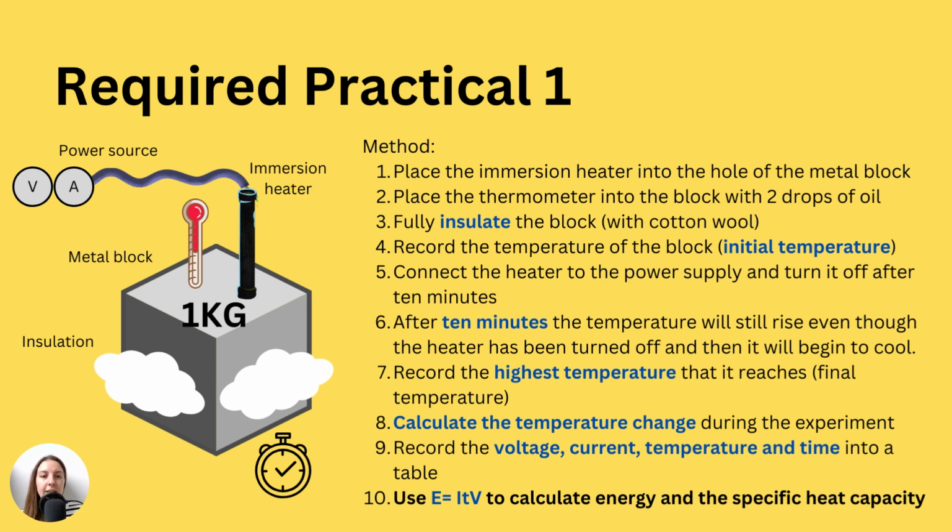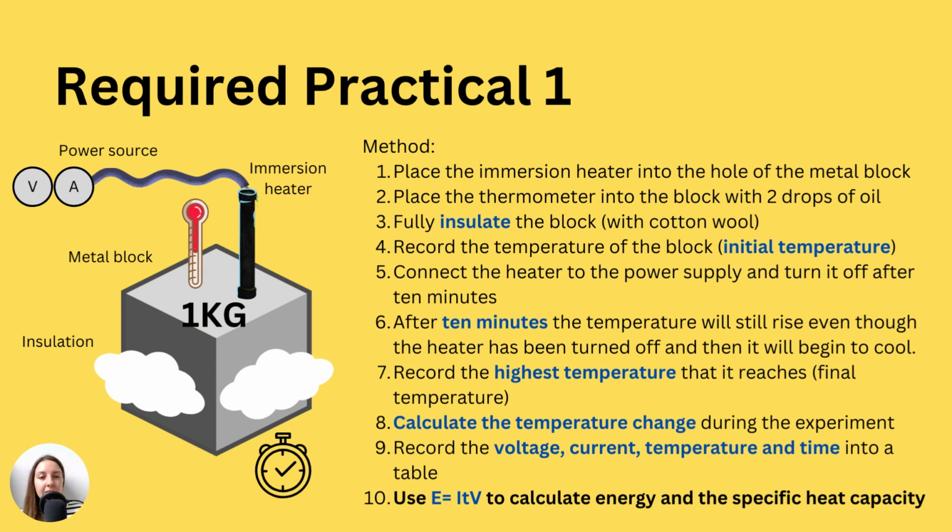Number one, we need to place the immersion heater into the hole of the metal block. Number two, we place the thermometer into the block using 2 drops of oil. We do the oil drop, by the way, just so that as the metal block heats up, the thermometer can actually pick up the readings easier. Because if you imagine you've got a thermometer in a metal block that has a hole in it, that thermometer is not going to be flush against the metal block. You need a bit of oil just to ensure that the thermometer is picking up the readings correctly.